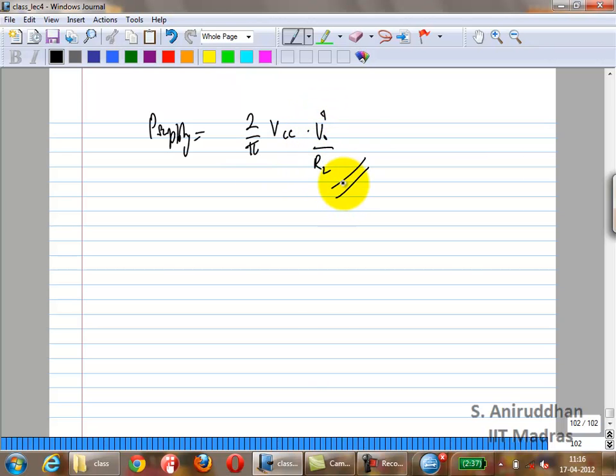So this is your power drawn from the supply. Okay? What is the power drawn from the load? Rather, power given to the load.